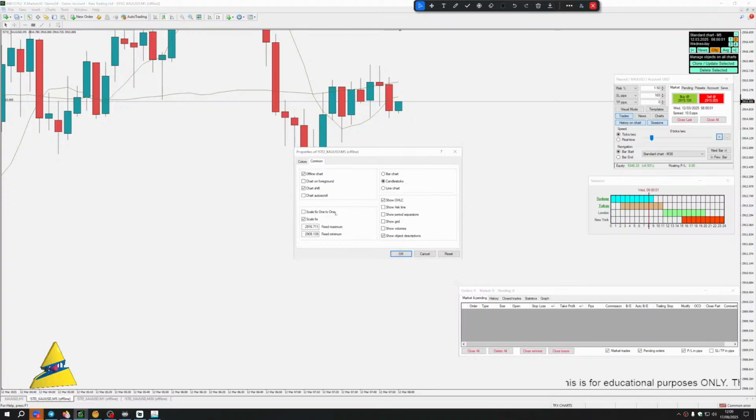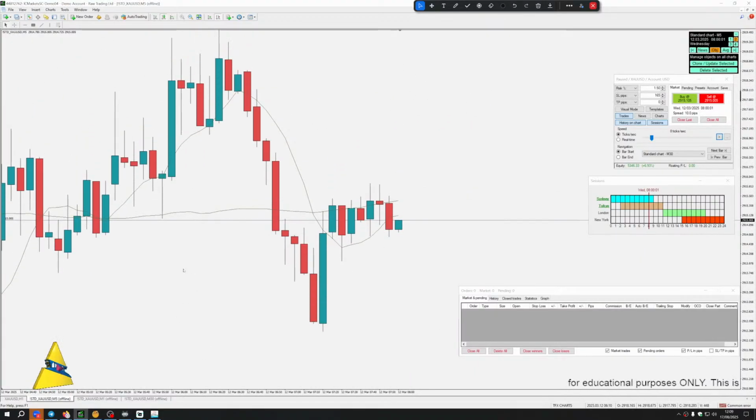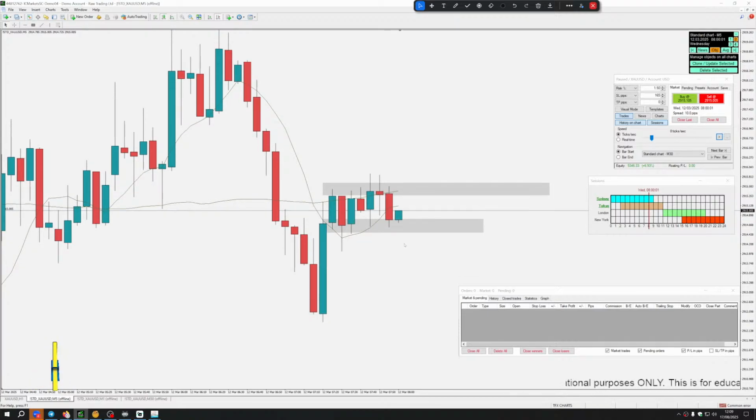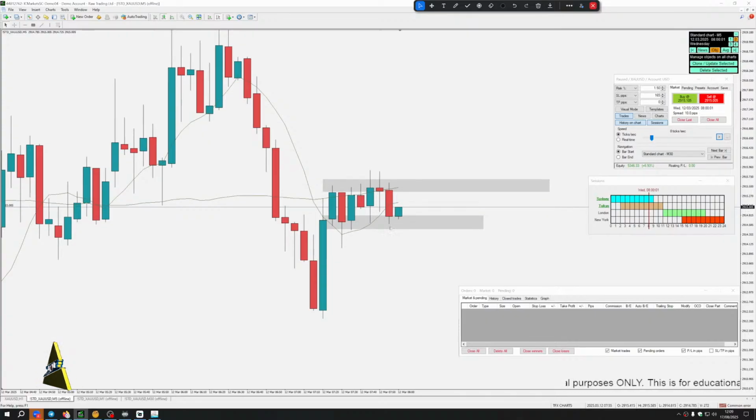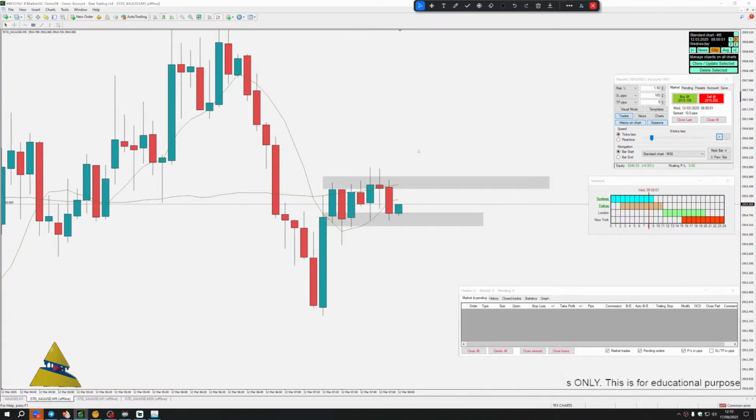Wait, I've got to go to properties, scale fix. Okay, that looks nice. So this is very simple analysis here. You have resistance and you have a support over here. What else do you guys notice from this structure? What else do we notice from this structure here? Anyone? What else? Imbalance? No, remember, keep it simple.